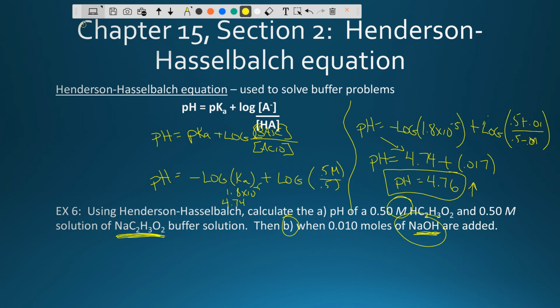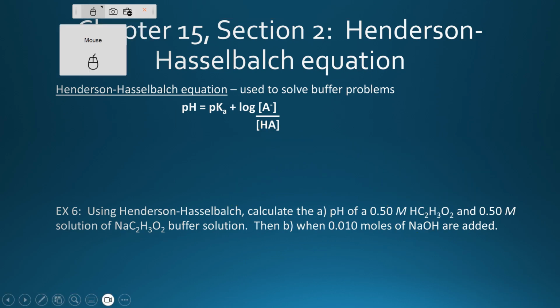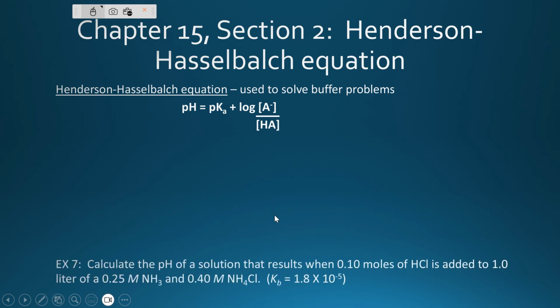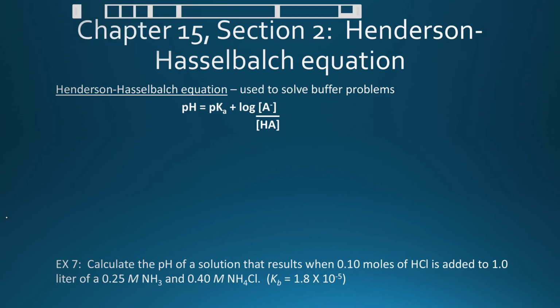Okay, so we're going to take a look at one more example of using this, and that should set you up to do the last of the problems as we go. So calculate the pH of a solution when we have 0.10 moles of an acid this time added to ammonia, and we have also ammonium chloride. Notice it's 1 liter of each, so these are going to be actually a 0.25 moles and a 0.40 moles, just like we did in the last problem.